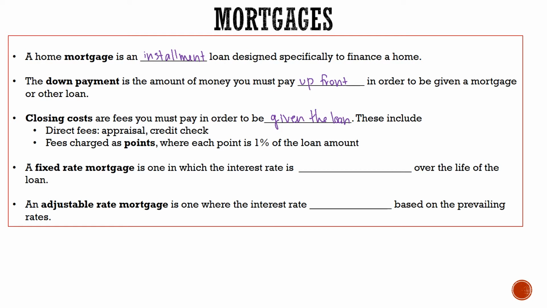These include direct fees, including appraisal fees and credit checks, as well as fees that are charged as points, where each point is 1% of the loan amount. A fixed rate mortgage is one in which the interest rate is guaranteed over the life of the loan. An adjustable rate mortgage, on the other hand, is one where the interest rate adjusts based on the prevailing rates.